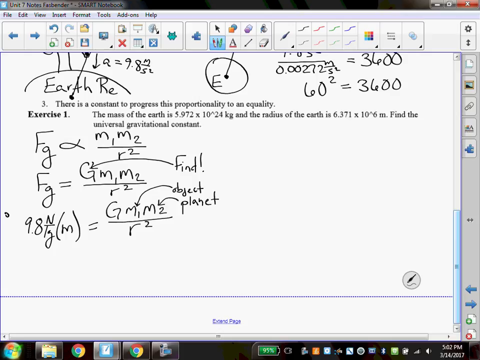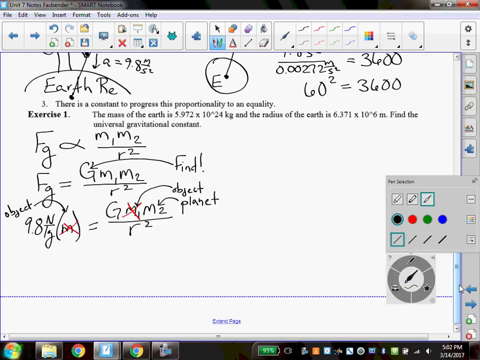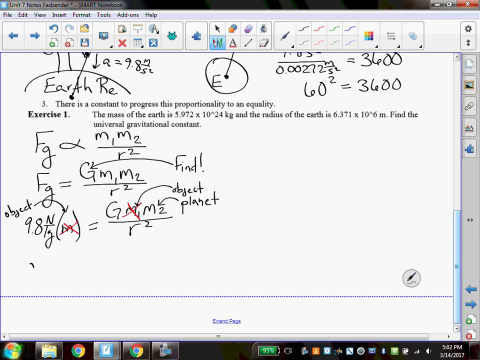Well, you know, in good old regular 9.8 newtons per kilogram times mass, the mass there is talking about the object. So it is the object mass that cancels out. And so we are left with 9.8 newtons per kilogram is equal to our constant times the mass of the Earth divided by the radius of the Earth squared.